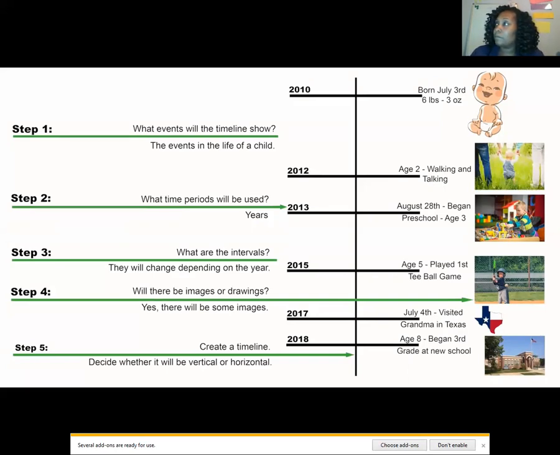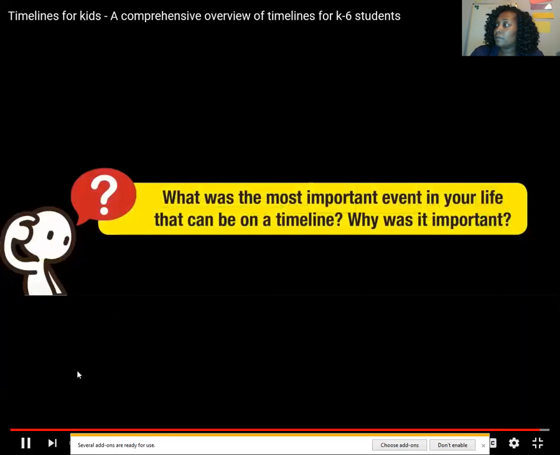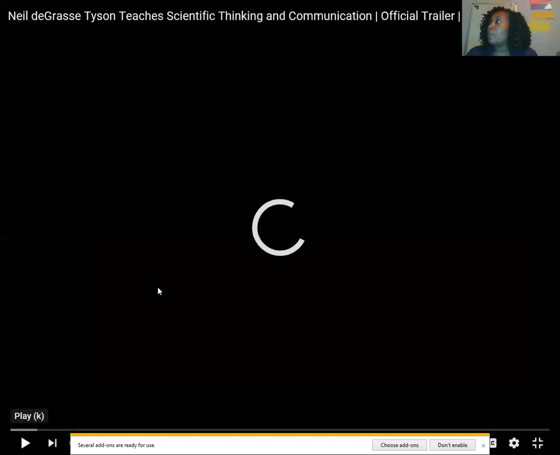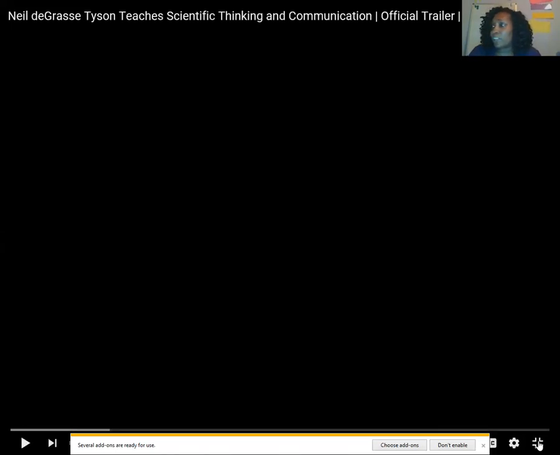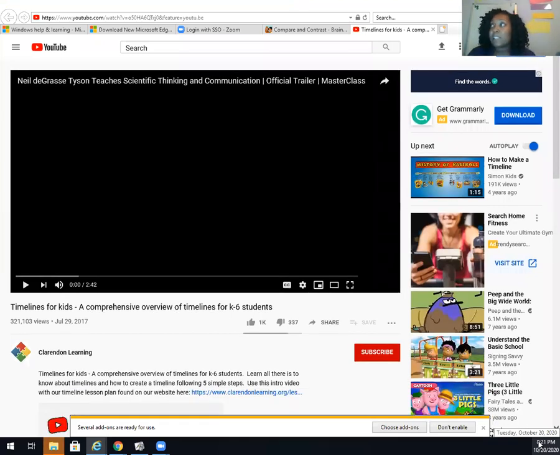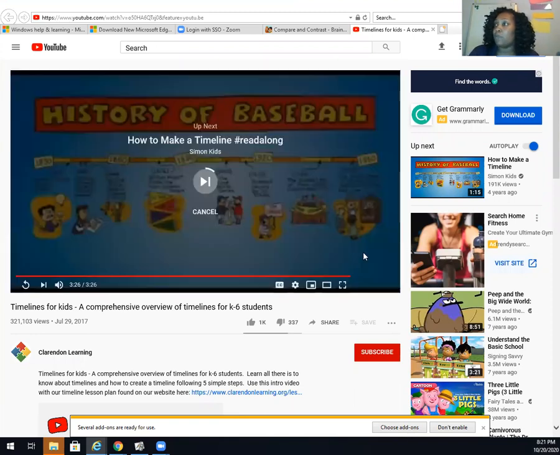Timelines show the order of events in a person's life or history. They give some information about an event and are easy to follow along. Creating a timeline is as easy as drawing a straight line with the ruler. What was the most important event in your life that can be on a timeline? Why was it important? You see that timeline? You can make a timeline out of anything you want, and you can start it anytime you want. You may want to make the years about the same, but you can do that and you can start your timeline anytime you want.